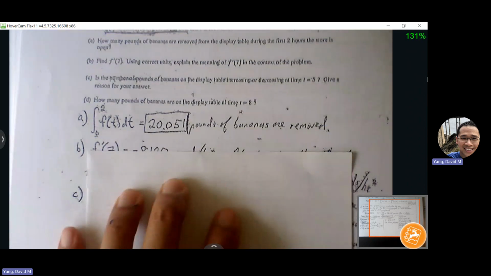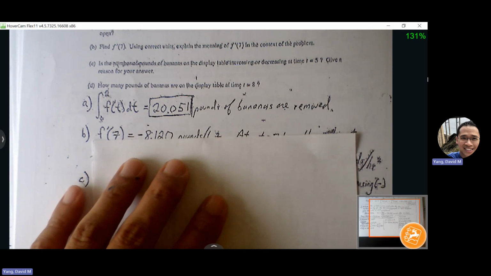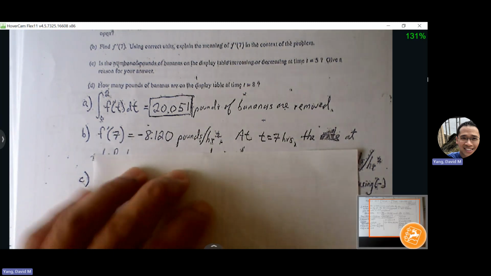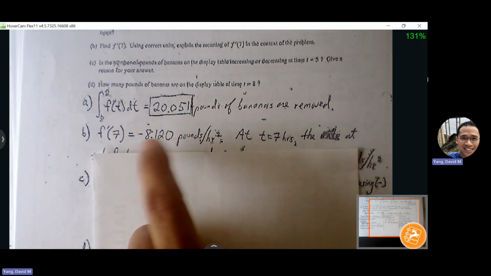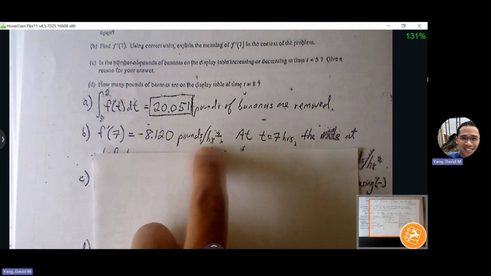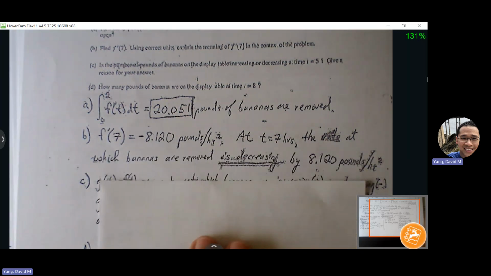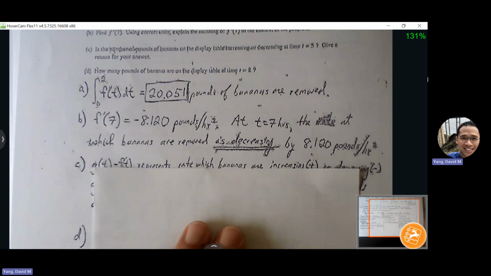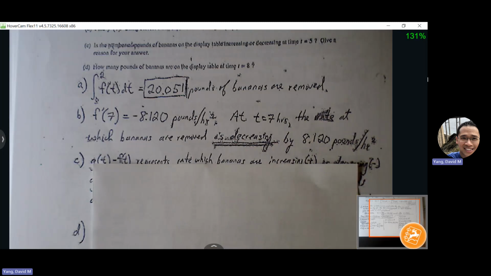Okay, so we can use math 8 with our F of X function. Plug in 7, make the calculator find it for us. The unit for F was pounds per hour, so we know F prime is pounds per hour squared. We get a negative, so we know that the rate is going to be decreasing, right? So the rate at which bananas are removed from the stand is decreasing by 8.12 pounds per hour squared.